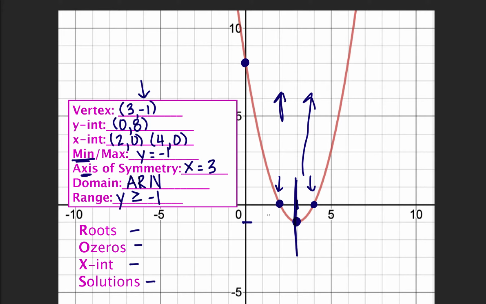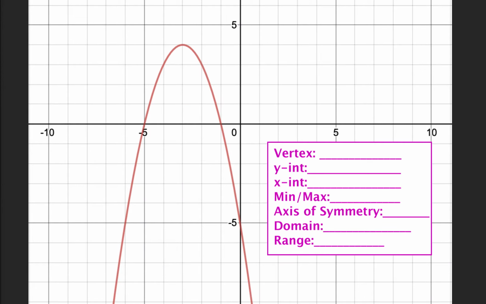Okay, so now that we've mastered the characteristics of an upward-facing parabola, let's look at a downward-facing parabola. I'm not going to give you all the values on this one, but I am going to go through it just so you can see where each thing is. Once again, my vertex in this case. Next one is going to be my y-intercept. Then my zeros, my x-intercepts, my solutions, my roots, whichever term you're asked. Okay. Then our next one, maximum, minimum.